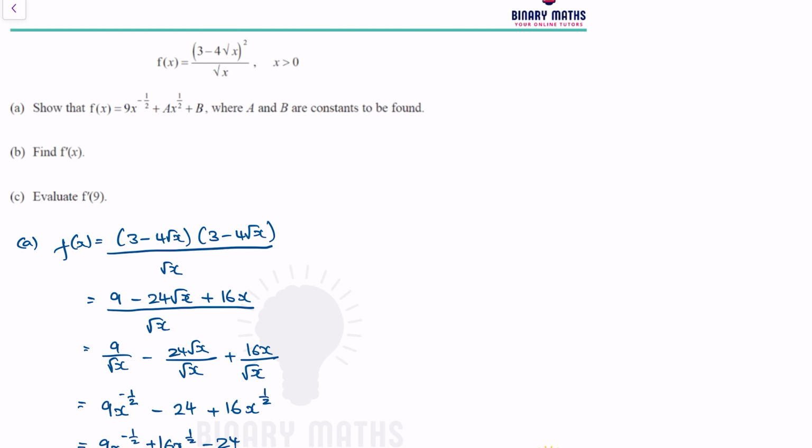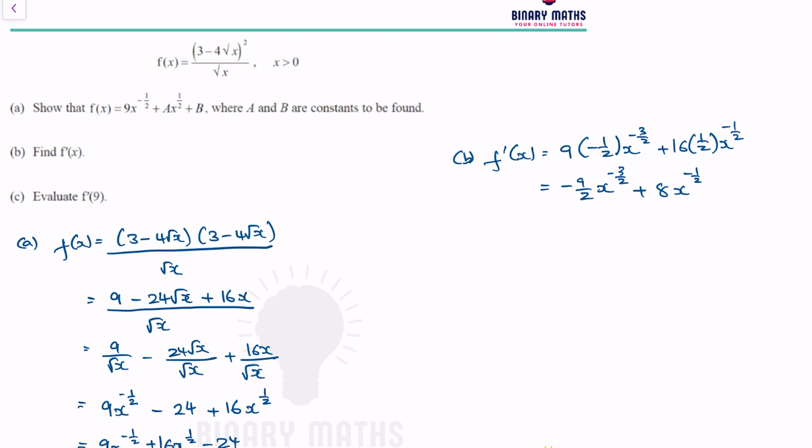Okay, part B says find f dash of x. So f dash of x will now be equal to 9 times minus a half x to the power of minus 3 over 2 plus 16 times a half times x to the minus a half, and the constant disappears. So all I'm left with is minus 9 over 2 x to the power of minus 3 over 2 plus 8, 16 times a half is 8, x to the power of minus a half.